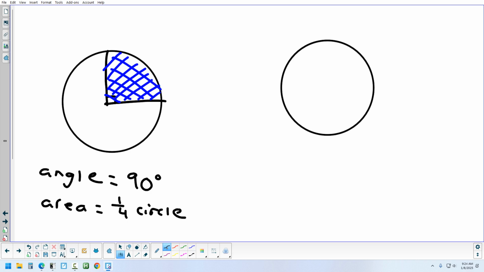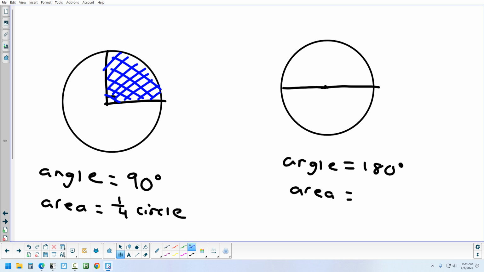So now, let's see what happens if we double the size of the angle. What's the connection to the area? Okay. How big is that angle? 180. Right. So if we double the size of the angle, it becomes 180. And the question now is, if you double the size of the angle, what happens to the size of the area created by that angle? Right, that would end up being half the circle.